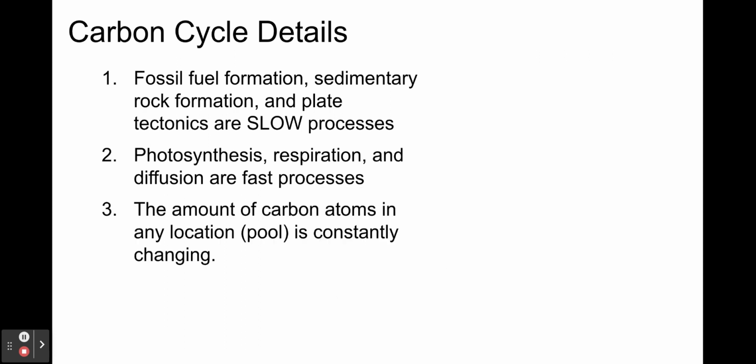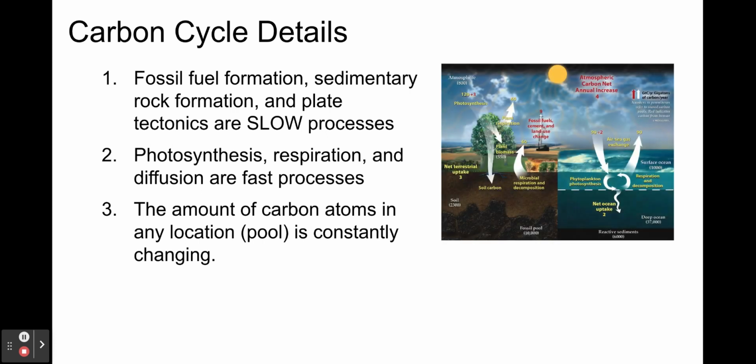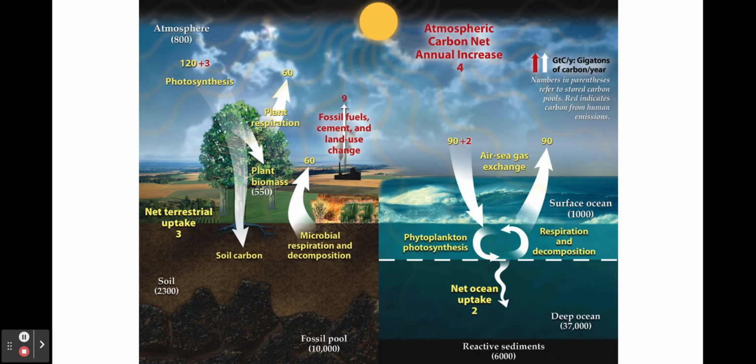Our third detail is the amount of carbon atoms in any location, which we might call a pool, is constantly changing. And I've got a cool diagram to show you how many carbon atoms are in our general locations from our carbon cycle diagram. I'm going to make this diagram bigger so that you can see the details. What I want you to look at are the numbers that are in white. Let's start at the top.